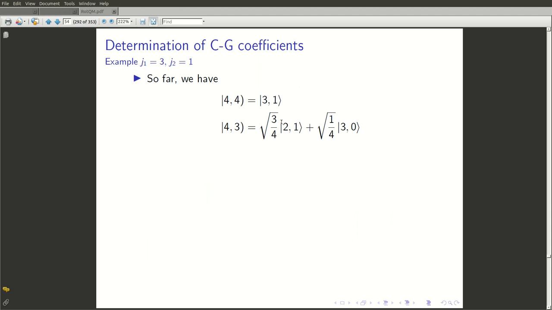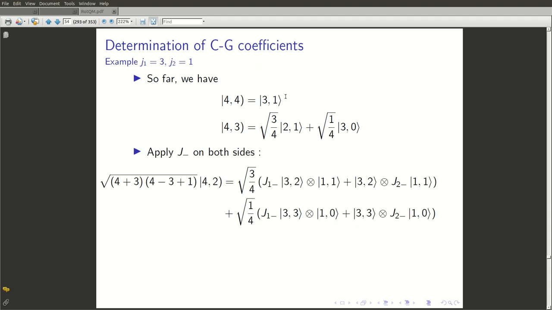Let's try one more. We apply j minus on both sides. This time I am going to be a bit quicker. This |4 3⟩ becomes |4 2⟩ by application of j minus. That's root over (4 plus 3) into (4 minus 3 plus 1) on this side. And on the other side, remember what you have is root 3 by 4, then j1 minus plus j2 minus, which is j1 minus cross identity plus identity cross j2 minus, acting on the state |2 1⟩.